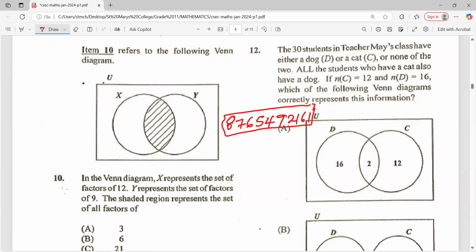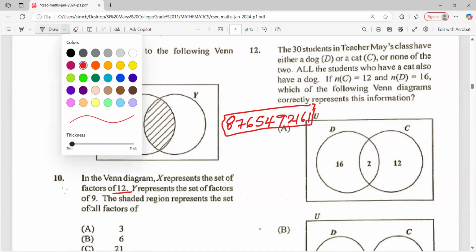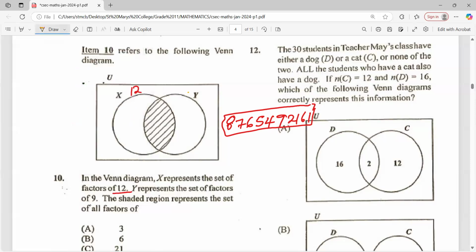So let us look at the numbers that we are considering for X, factors of 12, and for Y, factors of 9. So these are the two numbers that we're working with, all right? So I'm going to list the factors of 9.